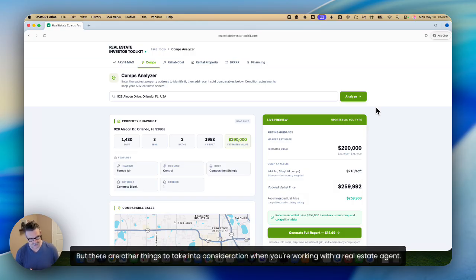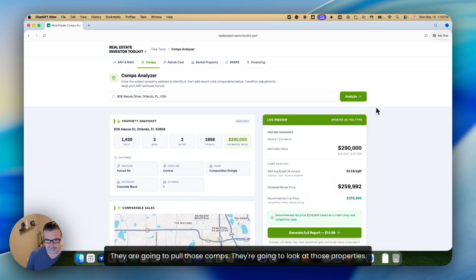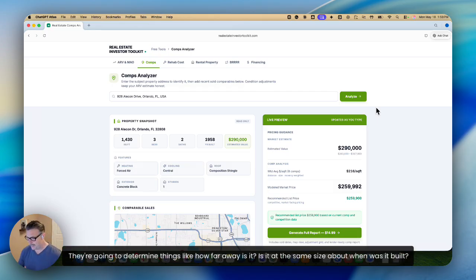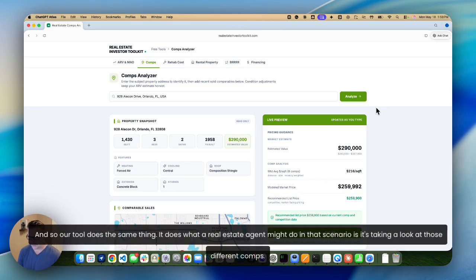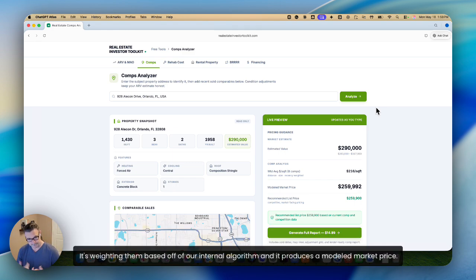When you're working with a real estate agent, they are going to pull those comps. They're going to look at those properties. They're going to determine things like how far away is it? Is it of the same size? About when was it built? And our tool does the same thing. It does what a real estate agent might do in that scenario. It's taking a look at those different comps, weighting them based off of our internal algorithm, and it produces a modeled market price.